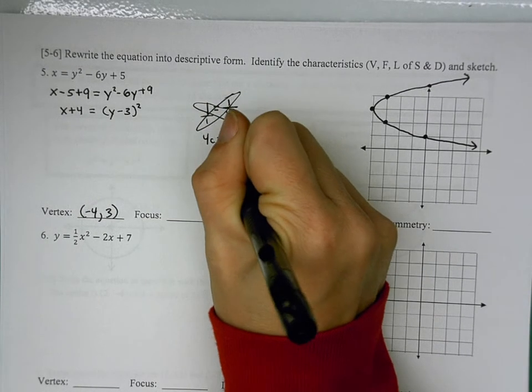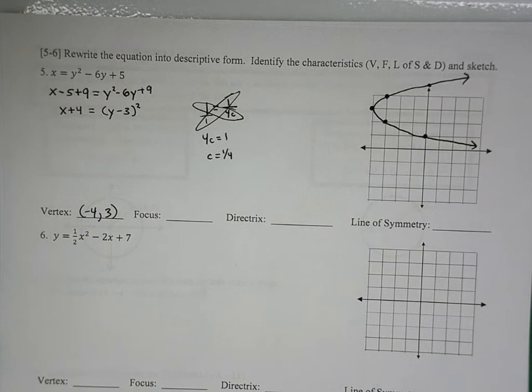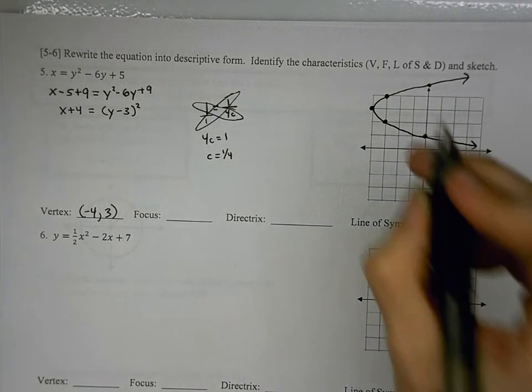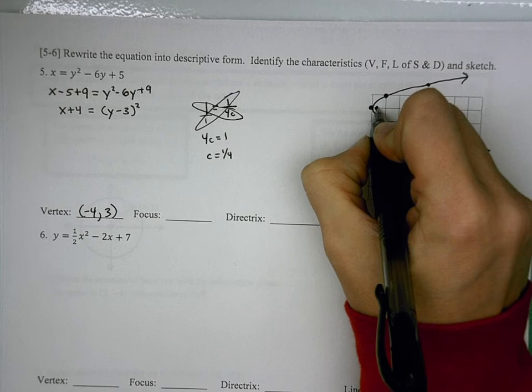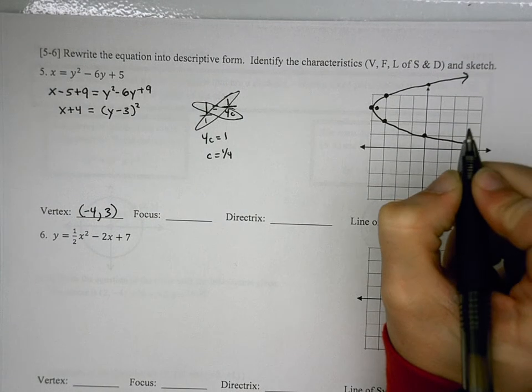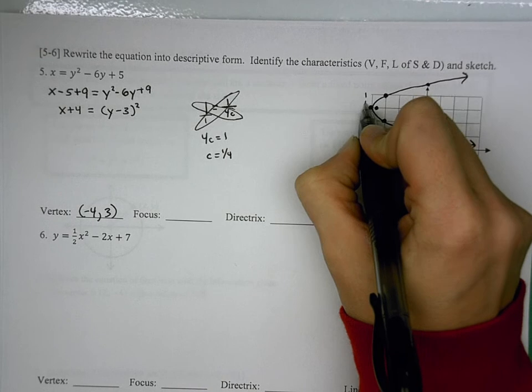So for my focus and my directrix, I'm going 1/4 from my vertex. Focus, one more time, is always inside the parabola. So in this case, I'm going 1/4 in this direction. So there's my focus. Directrix is always opposite the focus, so we're going to go there, and it is a line.